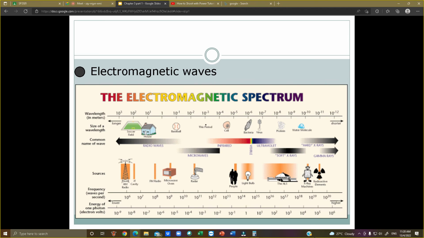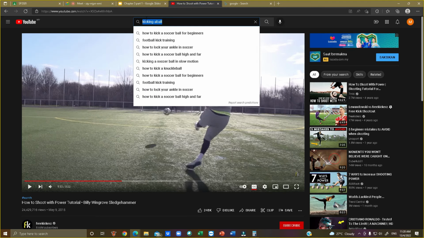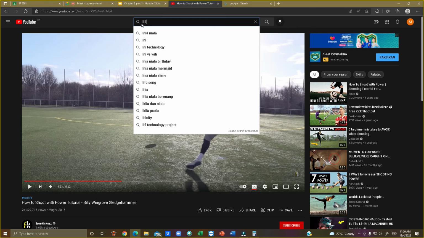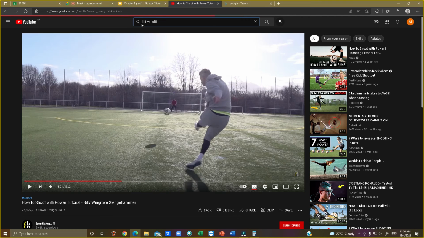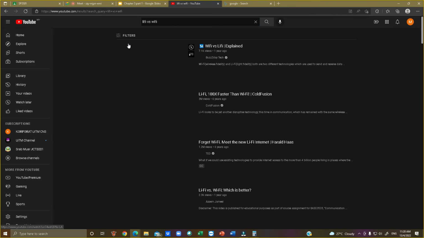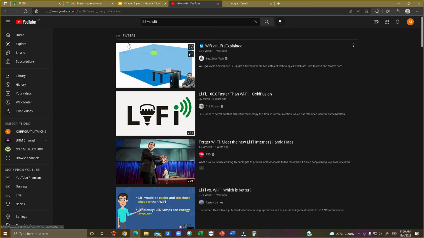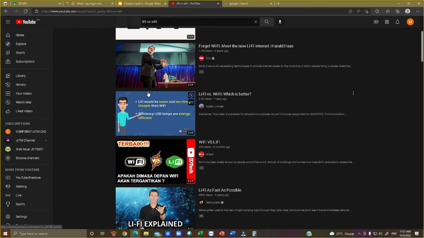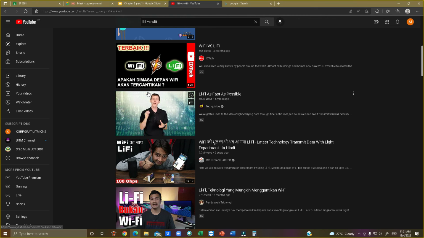Itu maksud dia. Okay. So kalau macam sekarang is Wi-Fi, do you ever heard about Li-Fi? Pernah dengar? Do you ever come across this one? Li-Fi internet. Ni Li-Fi Wi-Fi. Kau ni senyap je. Ada lagi dah ni. Halo, halo, halo, halo. Are you in here? Ada je. Ada ke? Ada tu.